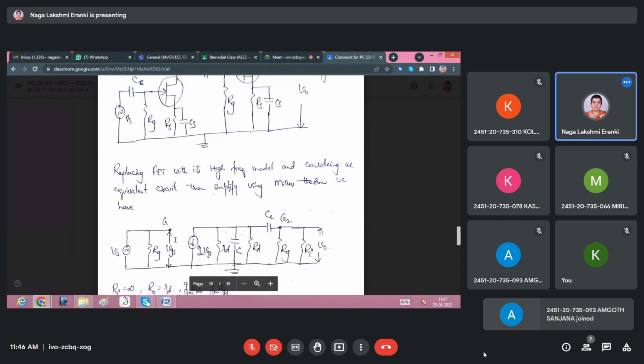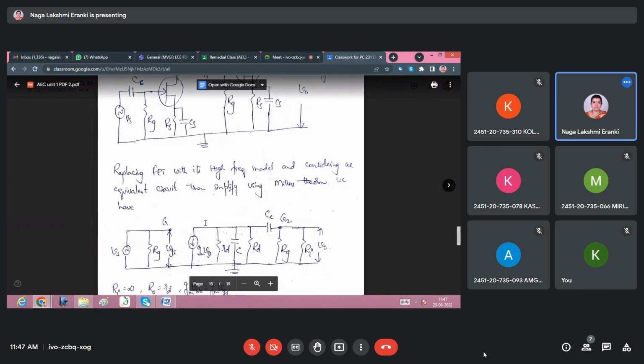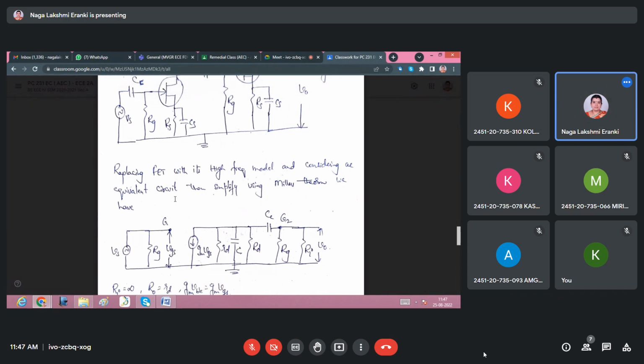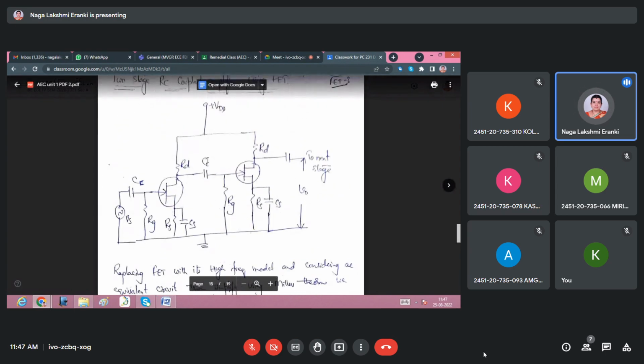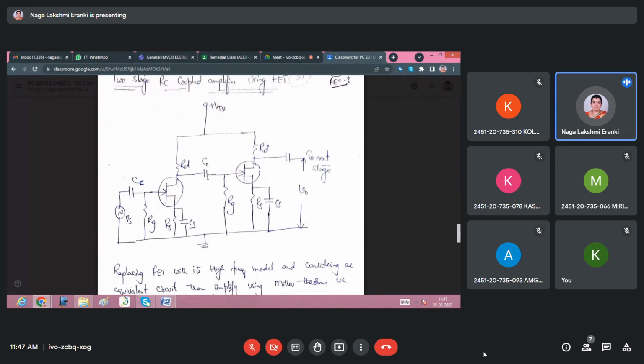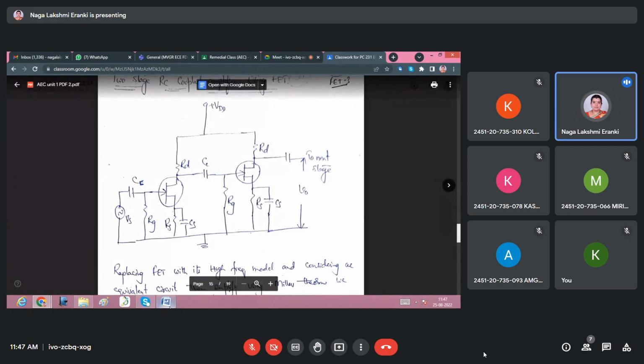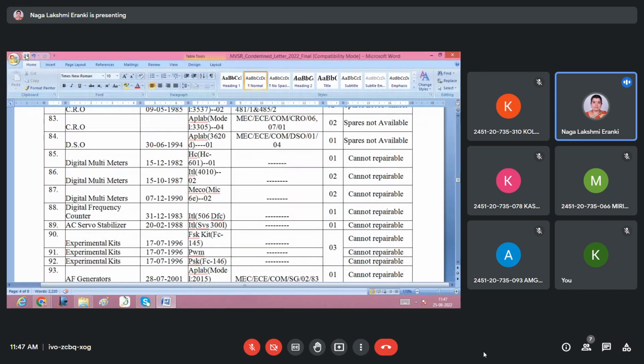We have this, so directly I have taken this. How I have taken this is, when you are taking the AC equivalent at the first stage, you remove the whole second stage and consider the Ri resistance as the load resistance for the first stage. Okay, let me draw the circuit.